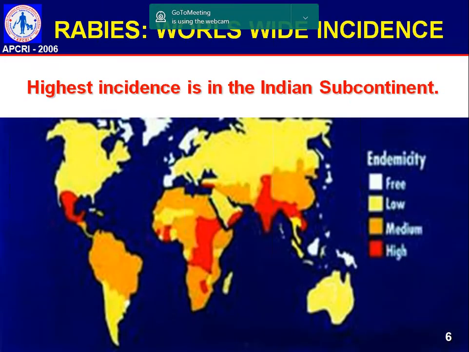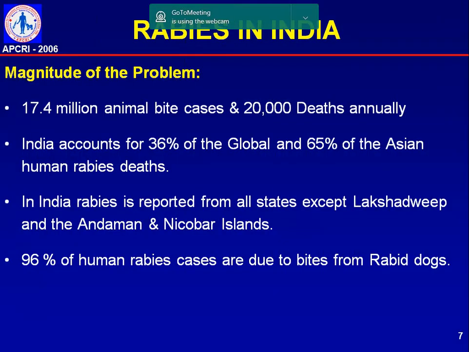Okay, then if you see, the highest incidence is in India, the Indian subcontinent. If you see the magnitude of the problem, there are 17.4 million animal bite cases and 20,000 deaths annually. India accounts for 36% of global and 65% of the Asian human rabies deaths. In India, rabies is reported in all states except Lakshadweep, Andaman and Nicobar Islands. Okay, the Lakshadweep, Andaman and Nicobar Islands are free from rabies. 96% of human rabies cases are due to the bite of a rabid dog.